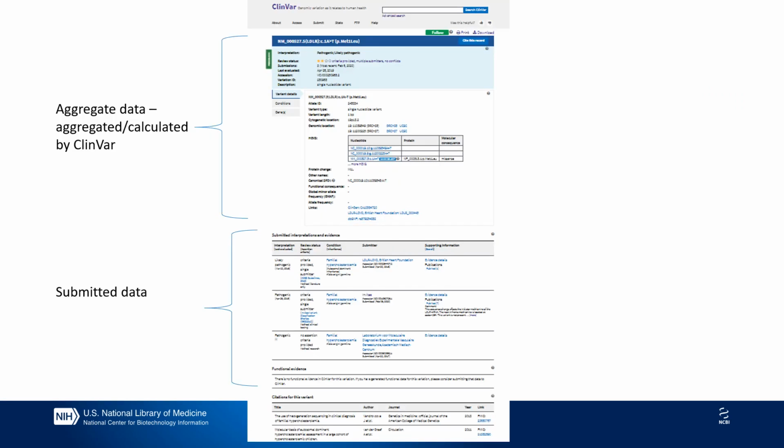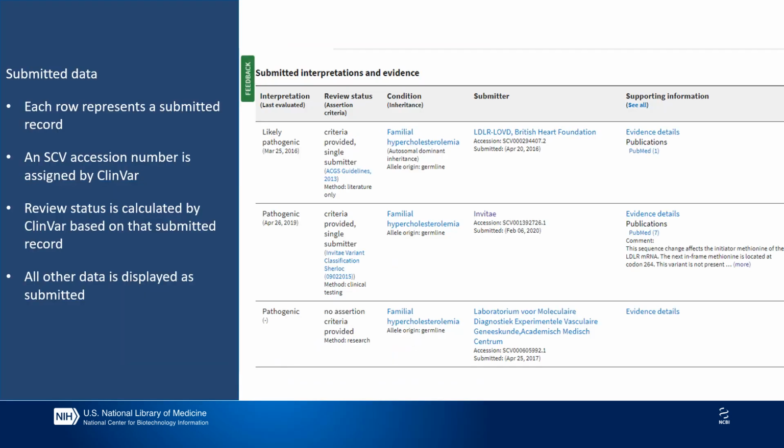So that was the top section of the page, the aggregate section that we've looked at. Next we're going to move down the page to the section that focuses on submitted data. The major focus of this section is the table titled Submitted Interpretations and Evidence. Each row in the table represents a submitted record.